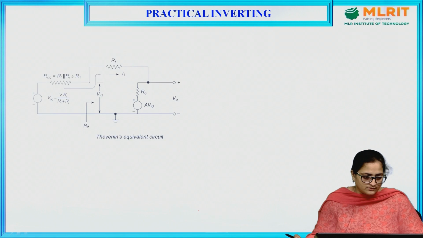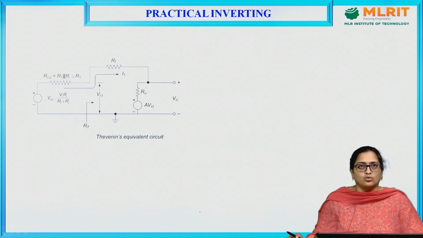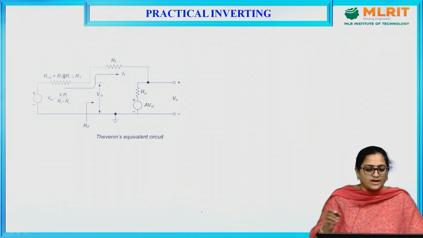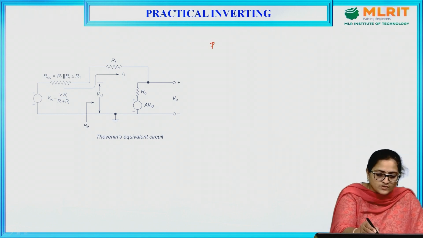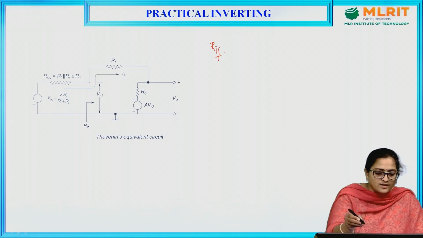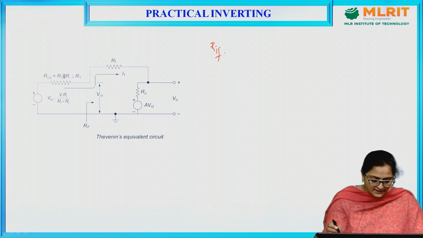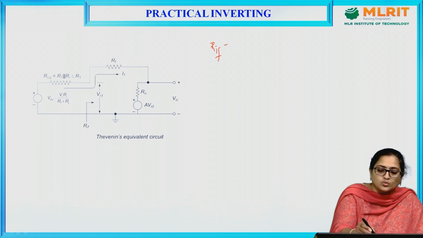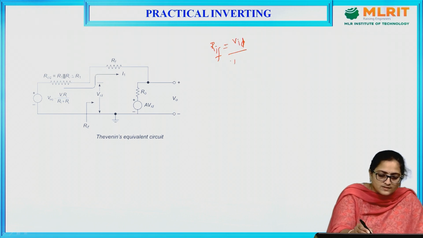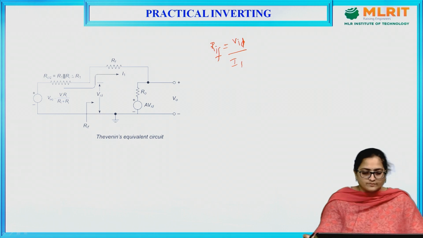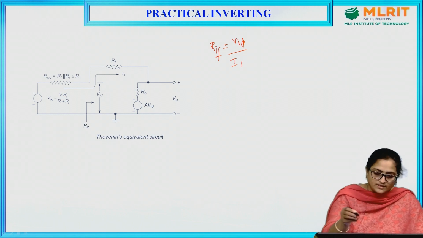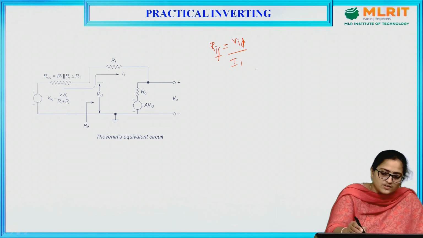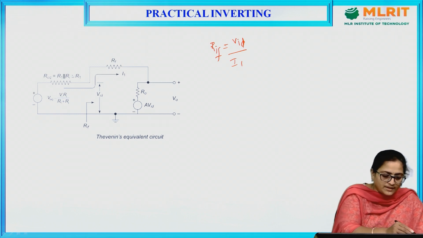Next, this is a Thevenin's equivalent circuit of a practical inverting amplifier. From this circuit, you can determine the input resistance, which is given as RIF. RIF is equal to VID divided by I1. And we can determine this VID by applying a KVL across this loop.